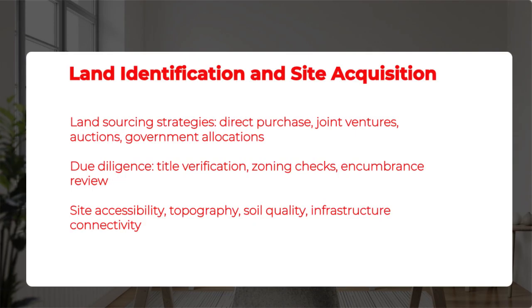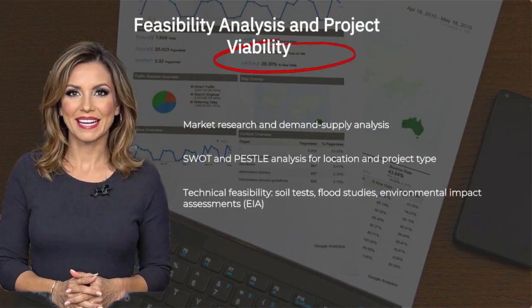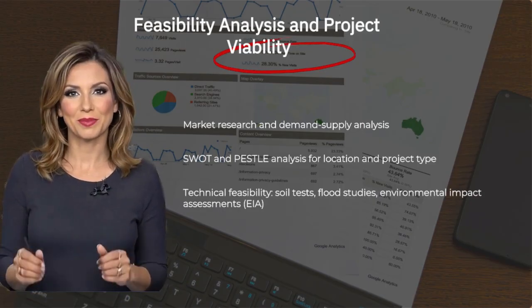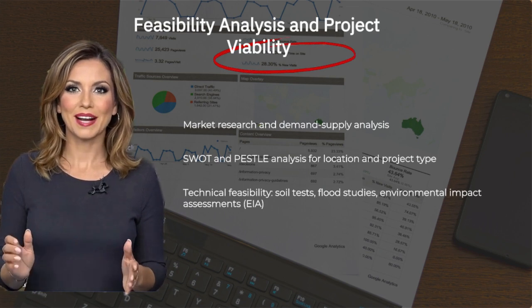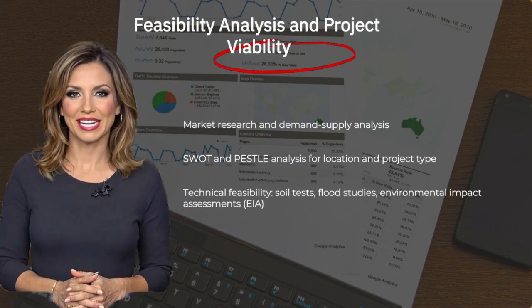Land identification and site acquisition. Land sourcing strategies: direct purchase, joint ventures, auctions, government allocations. Due diligence: title verification, zoning checks, encumbrance review, site accessibility, topography, soil quality, infrastructure connectivity. Negotiating land purchase agreements and securing ownership documentation, compulsory acquisition laws and public-private partnerships, PPPs.